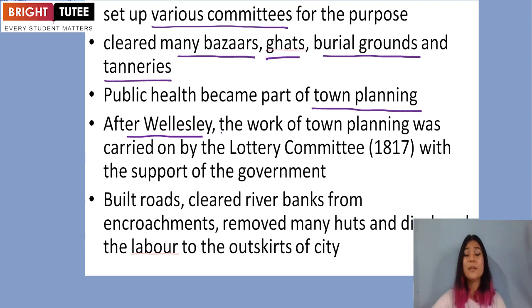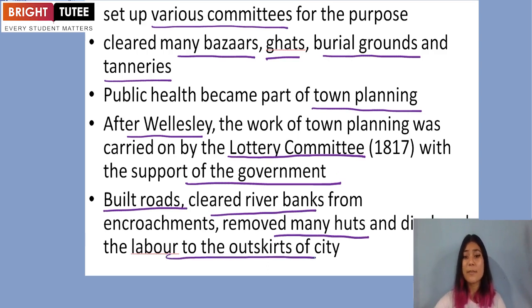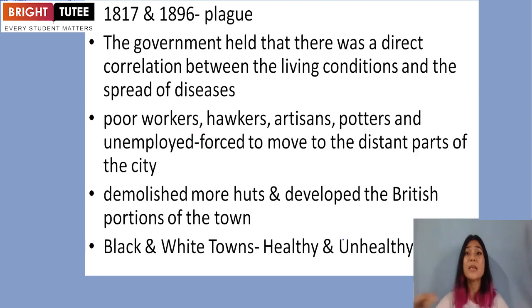After Wellesley, the work of planning the town or city of Calcutta was taken up by the Lottery Committee, which was founded by the government. In support of the government, they now worked towards the development of the city of Calcutta. Okay, so this committee built roads, cleared the river banks of any kind of encroachments, removed huts and displaced the laborers to the outskirts of the city, to the outside of the city. Okay, to make the city healthier, to make the city clean.